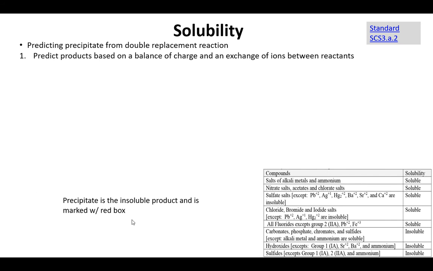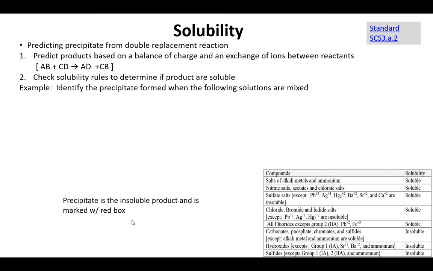So the thing with our solubility rules is that we can actually use them to predict which product will form a precipitate in a double replacement reaction. Remember earlier I said that your solubility rules drive your double replacement reactions because we won't see a reaction occurring unless a solid product is formed. So first you would have to predict your products and make certain that you exchange ions and balance charges. Then you check the solubility rules of the products to see which ones are soluble and which ones are insoluble.